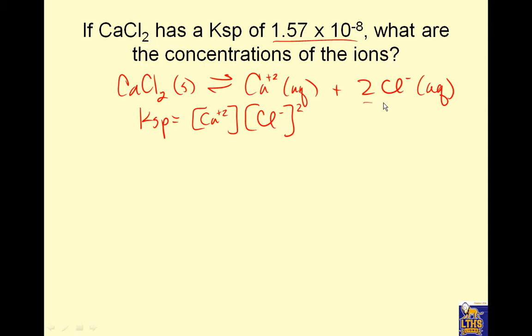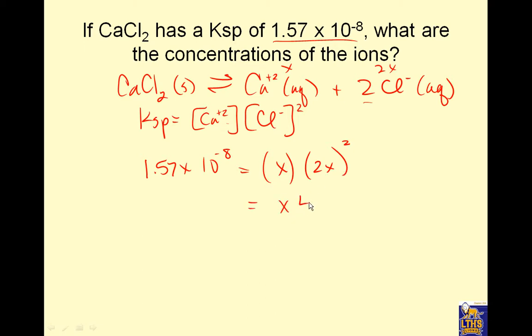Okay, so now if we look at it and say, well, if some of this dissolves, I'm going to get X amount of that and 2X amount of that, because you get twice as much. Okay, well, if we want to know what the concentrations of the ions are, we have to take the 1.57 times 10 to the negative 8th, which is the KSP, plug in X for calcium, 2X for the chloride ions, and that's squared. So we're just plugging X's into there, and now we're solving for X. So we have X times 4X squared, which is 4X cubed, equals 1.57 times 10 to the negative 8th. Right? And then we'll just divide both sides by 4, and we get 3.93 times 10 to the negative 9th.